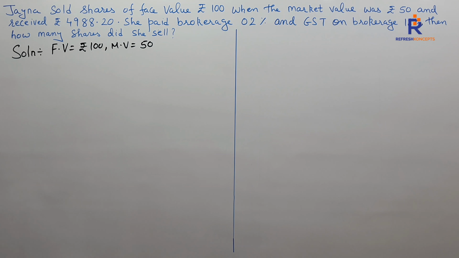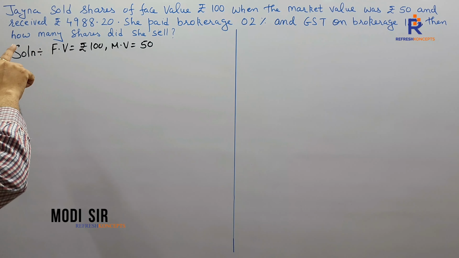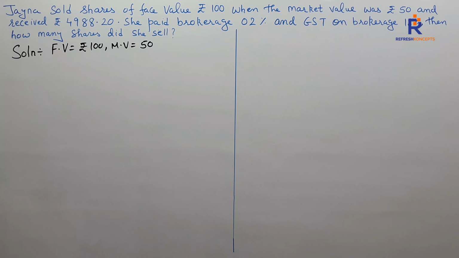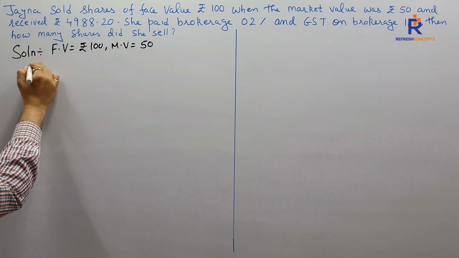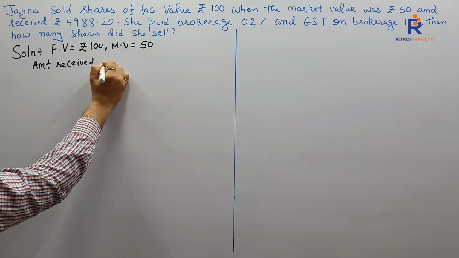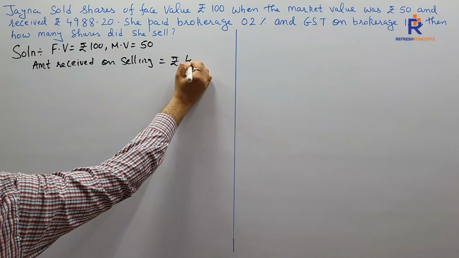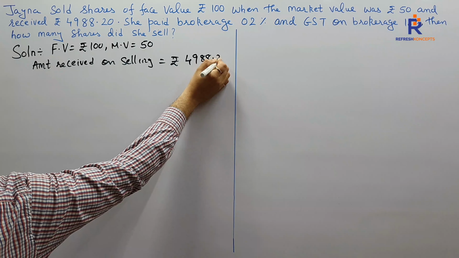Now we are not interested whether she is getting profit or loss. A 100 rupees share, face value, sold at 50. Jaina sold shares of face value rupees 100 when market value was rupees 50 and received 4988.20 rupees. So the amount received on selling is rupees 4988.20.